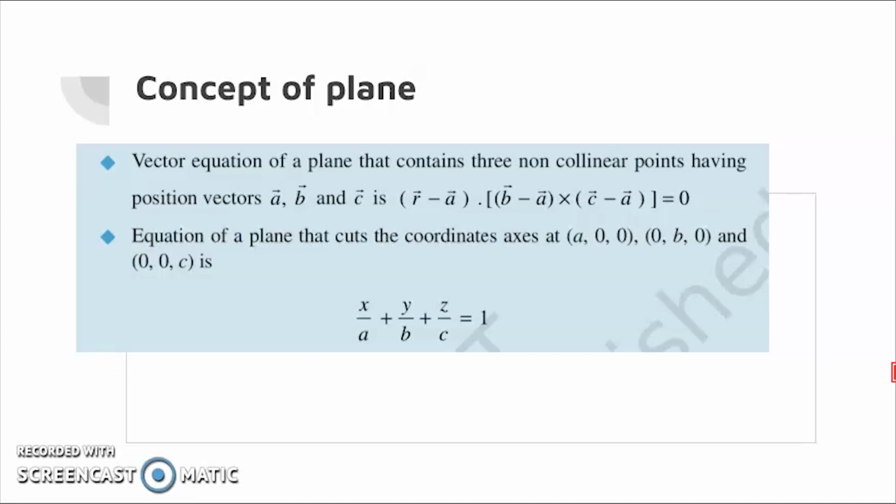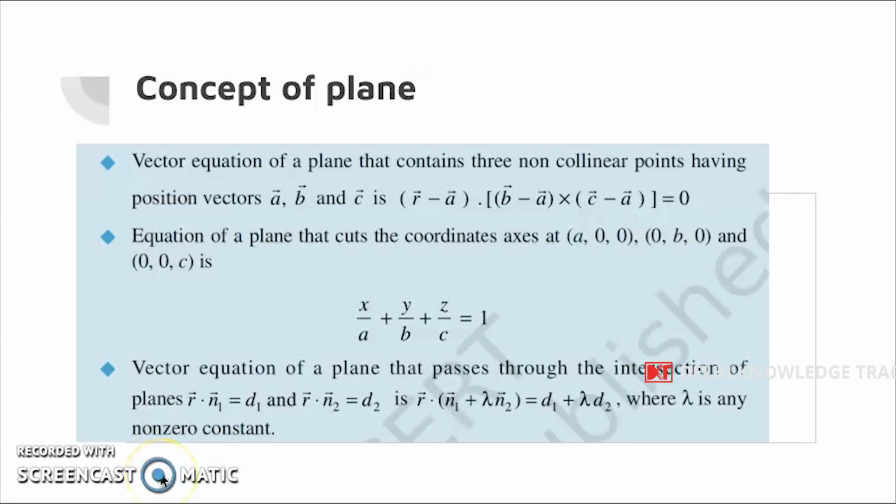Then the equation of the plane will be given by x/a + y/b + z/c = 1. The vector equation of a plane that passes through the intersection of the planes r·n1 = d1 and r·n2 = d2: when two planes intersect with each other, they form a line.